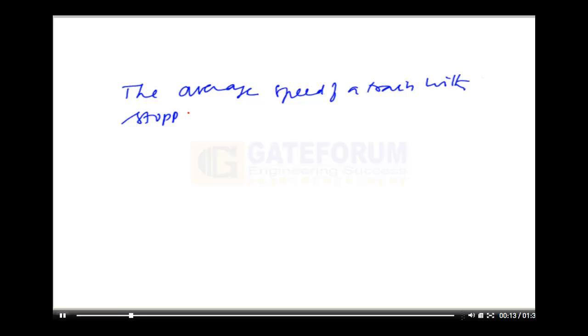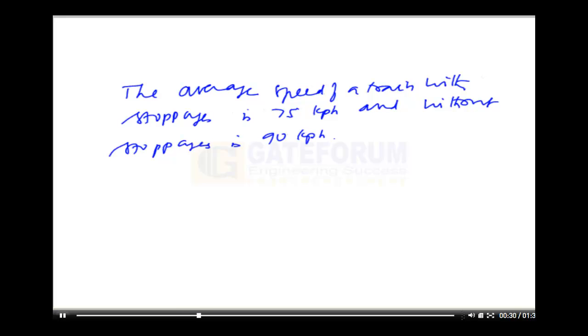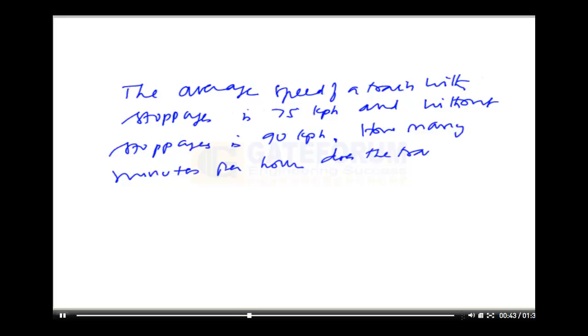With stoppages is 75 kilometers per hour, and without stoppages is 90 kilometers per hour. How many minutes per hour does the train stop?